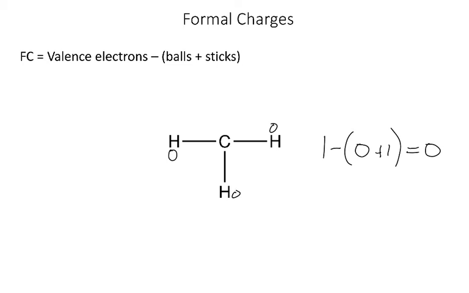For the carbon, we know carbon has 4 valence electrons, so minus no balls, no lone pairs, and then it has 3 sticks, 3 bonds, so 4 minus 3 is 1, and so carbon has a positive 1 formal charge, or oftentimes, rather than writing positive 1, in organic chemistry, we would put a plus.